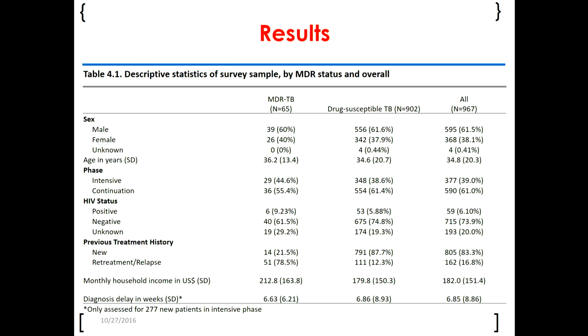For the survey, we used the same methodology and operational definitions that Ines presented. This is to show the descriptive statistical analysis of the survey sample by type of patients and overall: age, sex distributions, treatment phase, HIV status, previous treatment history, and the monthly household income distributions in US dollars.